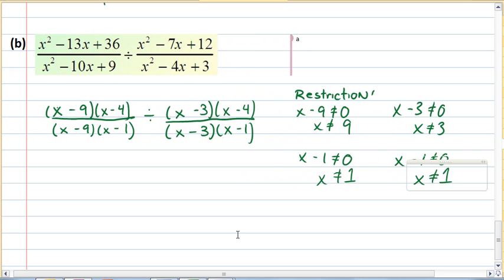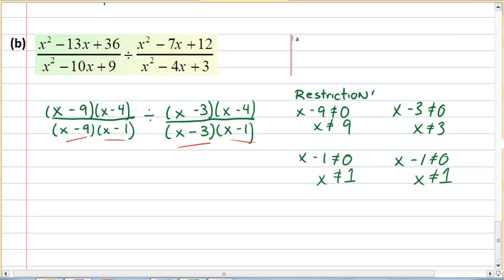So just to recap, in the last video we had this problem here, and we've factored the numerator and factored the denominator. Now at this step we've taken the restrictions by looking at each of the terms in the denominator and saying what value of x will cause them to go to 0.